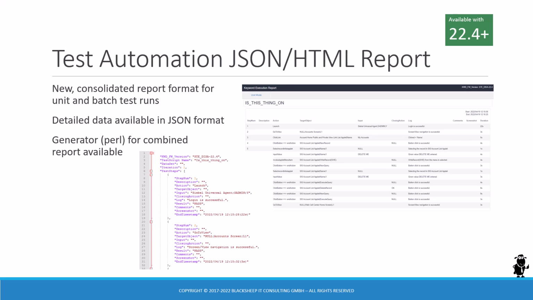Test automation is another area where we see a lot of repeated enhancements, and a minor one, but noteworthy, is the ability to generate JSON reports and modern HTML reports with test automation 22.4 and higher.